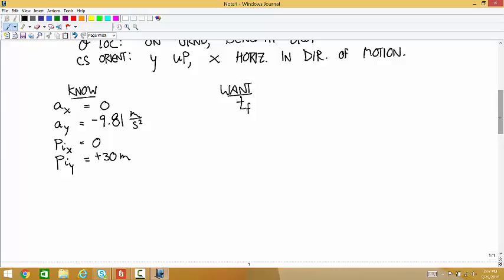Do we know anything about the final position? We don't know the horizontal component, but we do know the vertical component because our time final is when it hits the ground, and the ground is our 0 y position. The origin is on the ground. So we know that PFY is equal to 0. We don't know PFX.